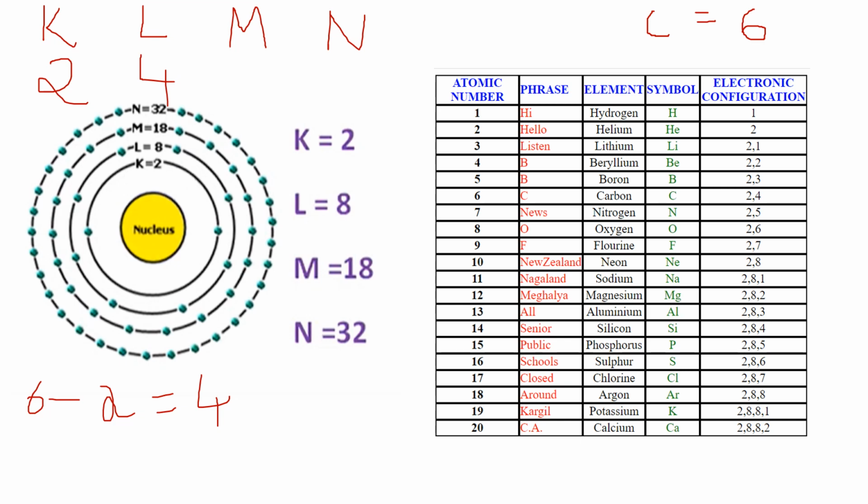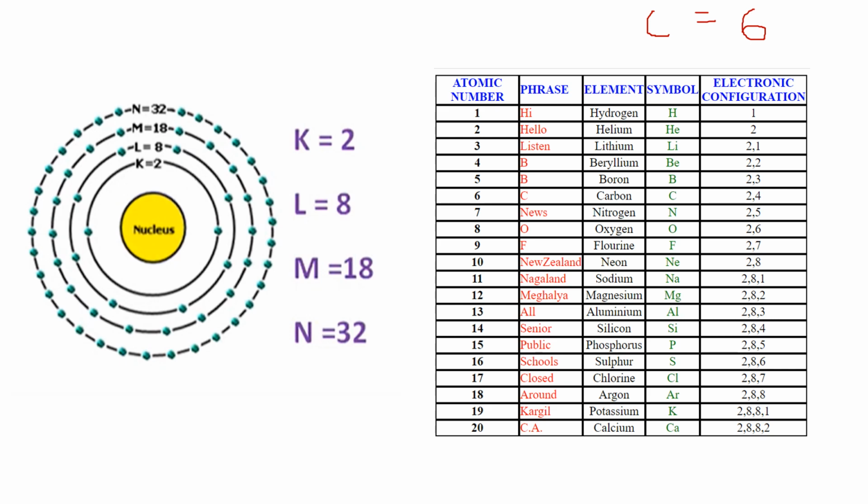So you can see the carbon's electronic configuration is 2, 4. Now let us take an example of magnesium and see how we can write that.